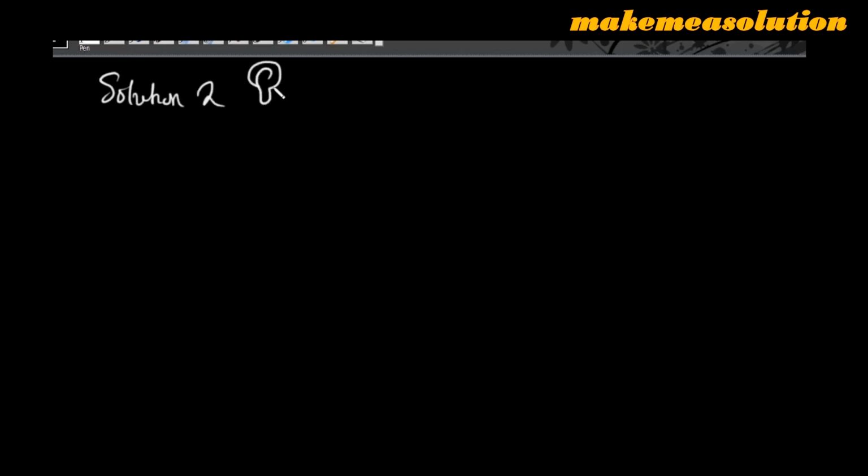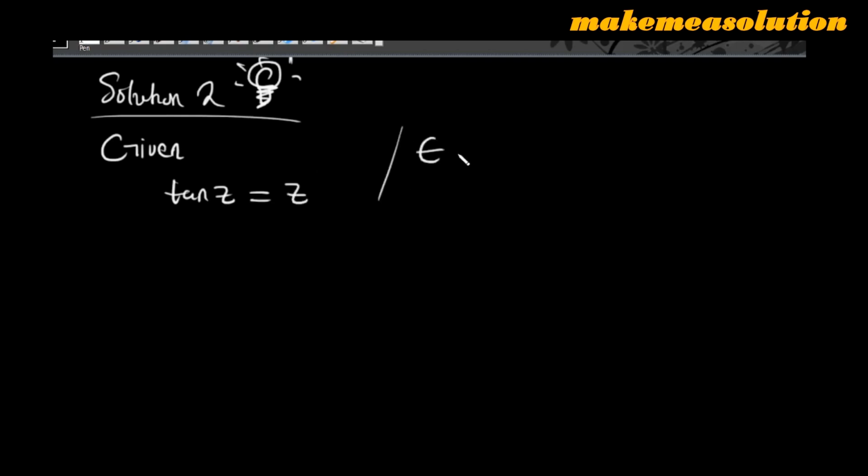Okay, so in the second place, solution 2, we are given tan z equal to z, and the same conditions still apply. Our epsilon is plus or minus 10 to the power of minus 4. That's our breaking value. So we want to find a root. So how do we go about this? So this is how we go about this.